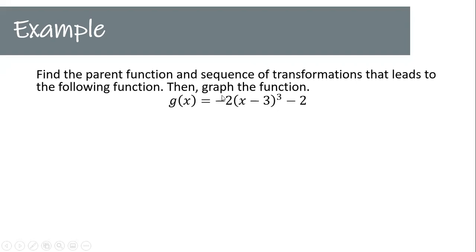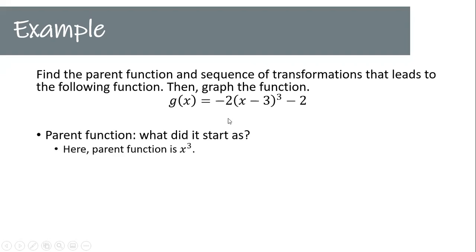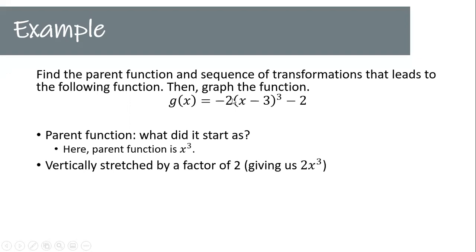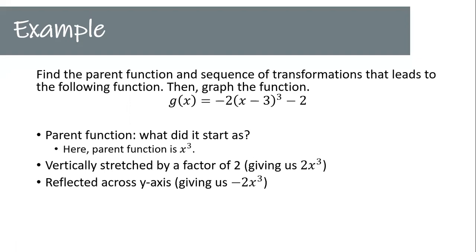So here we see that we have a negative 2 out front. But first, what did it start as? We see a cubed here. So we say, well, it probably started as x cubed. So that's our parent function. We see that there's a 2 out here. So it's vertically stretched by a factor of 2, and that would give us 2x cubed. But we also see that negative there. And the negative is going to be a reflection. The negative out front and not attached to x is going to be a reflection across the y-axis, remember. So that was going to give us negative 2x cubed.